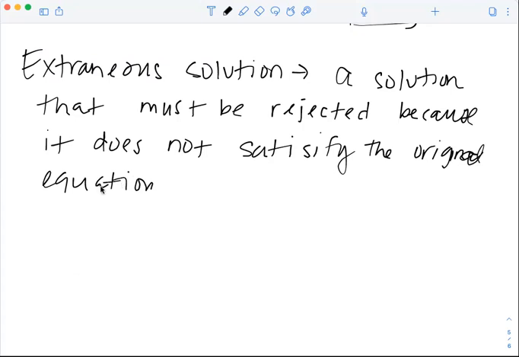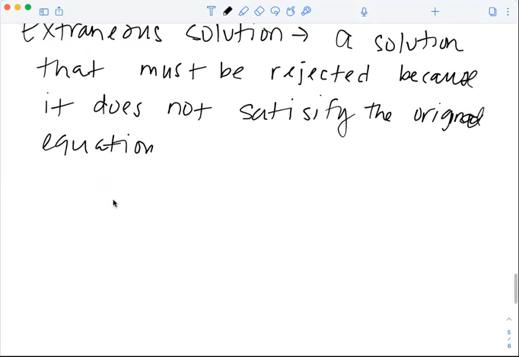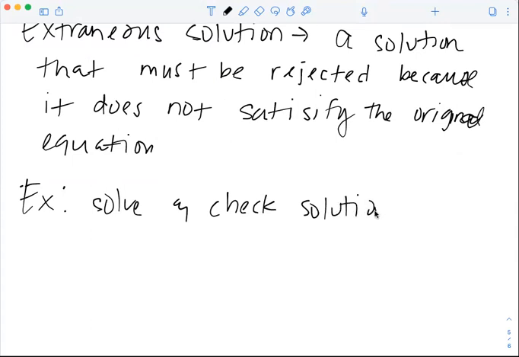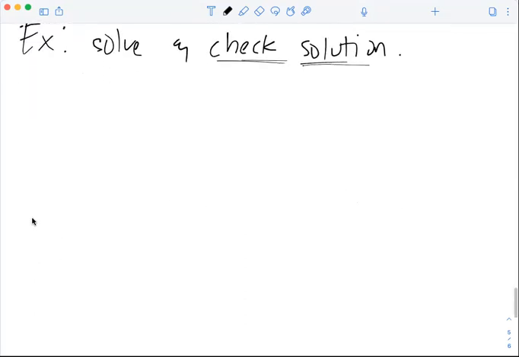So let's look at an example. I forget what number this is, but we're going to solve and check the solution. That's the difference here: the instructions are actually telling us to check the solution. So the example is the absolute value of 2x plus 12 is equal to 4x.